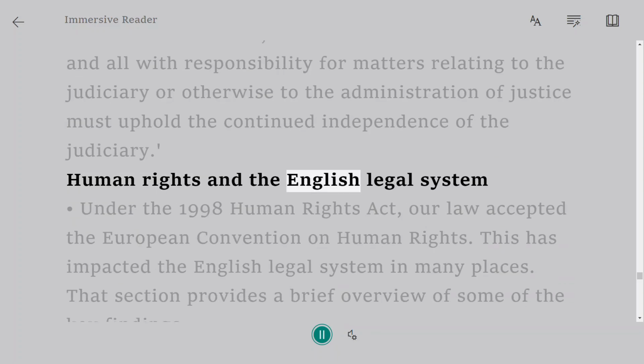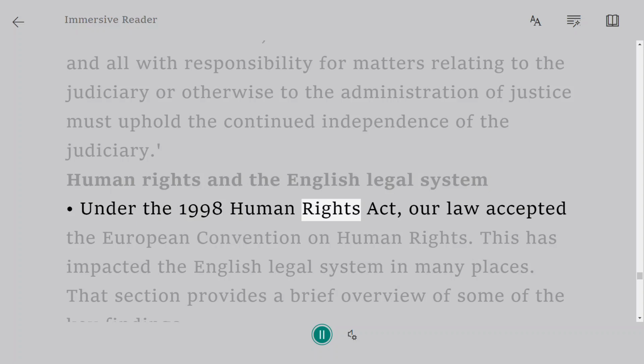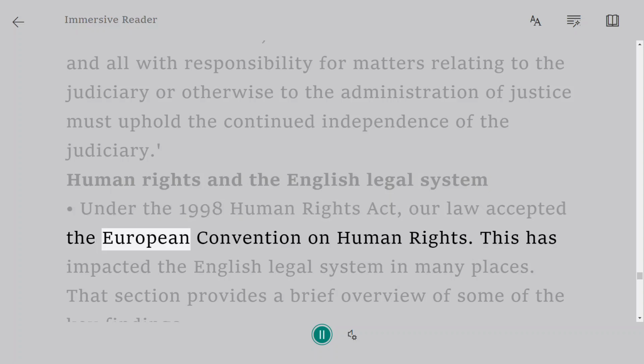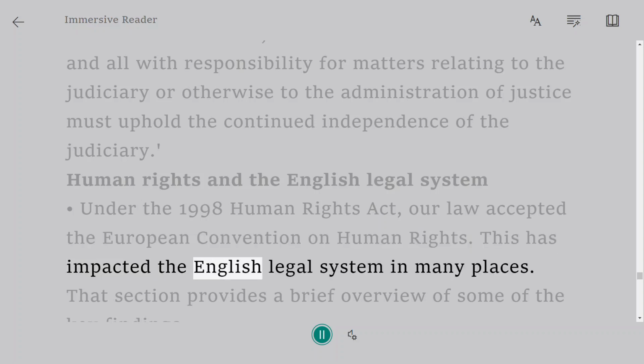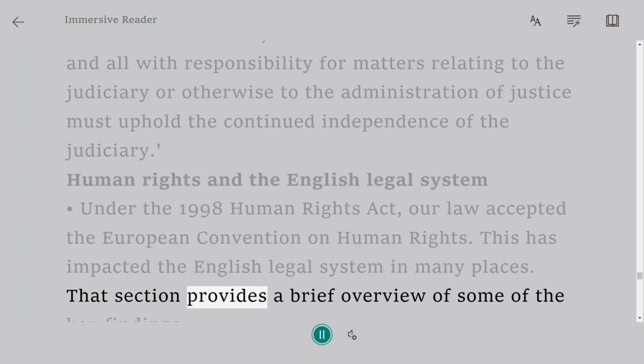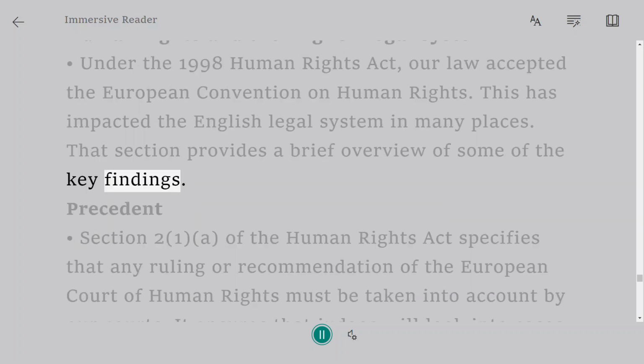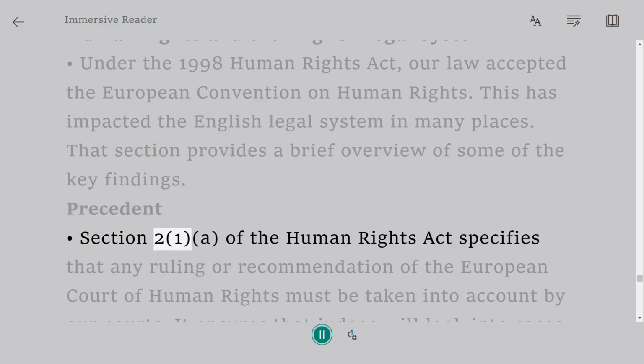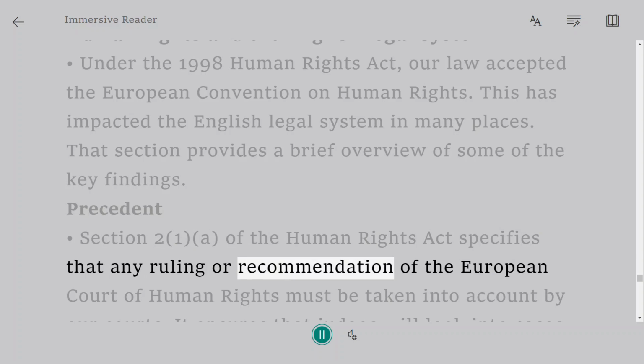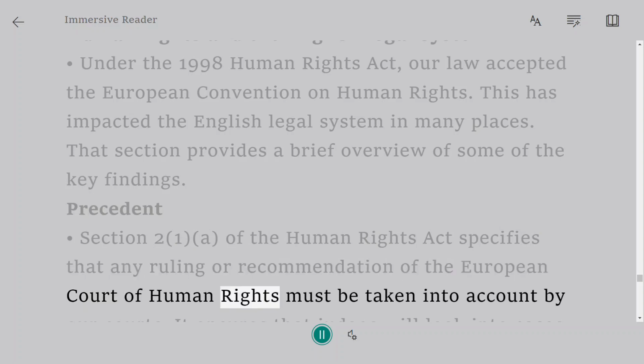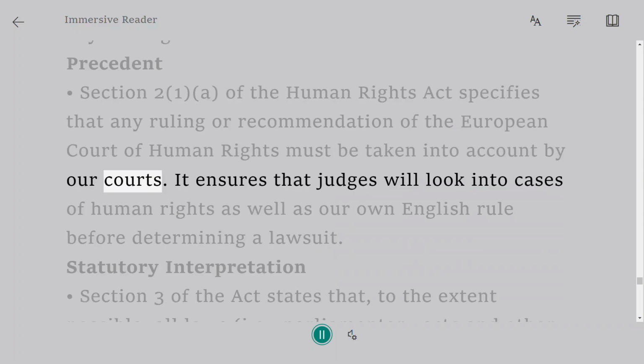Human rights and the English legal system. Under the 1998 Human Rights Act, our law accepted the European Convention on Human Rights. This has impacted the English legal system in many places. That section provides a brief overview of some of the key findings. Precedent. Section 2(1)(a) of the Human Rights Act specifies that any ruling or recommendation of the European Court of Human Rights must be taken into account by our courts.